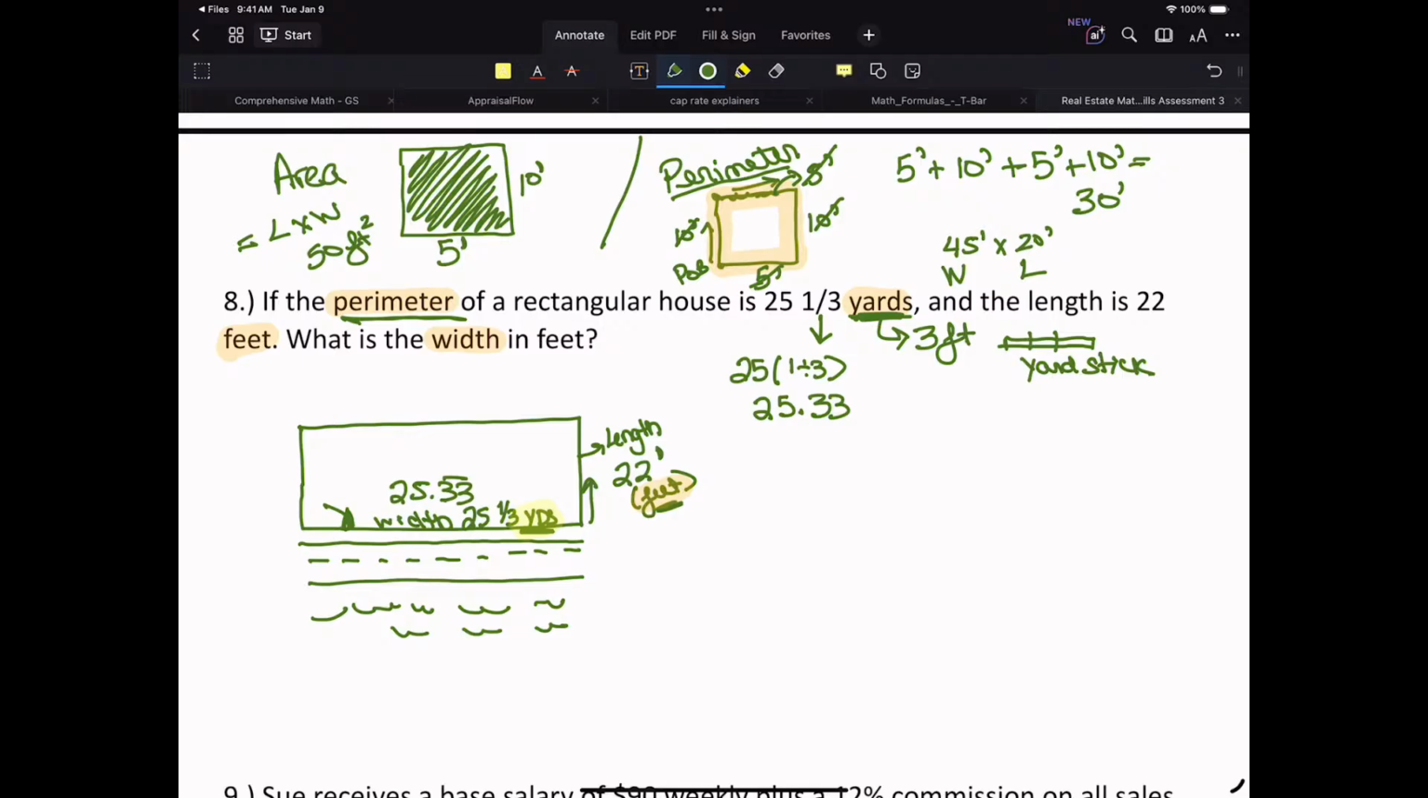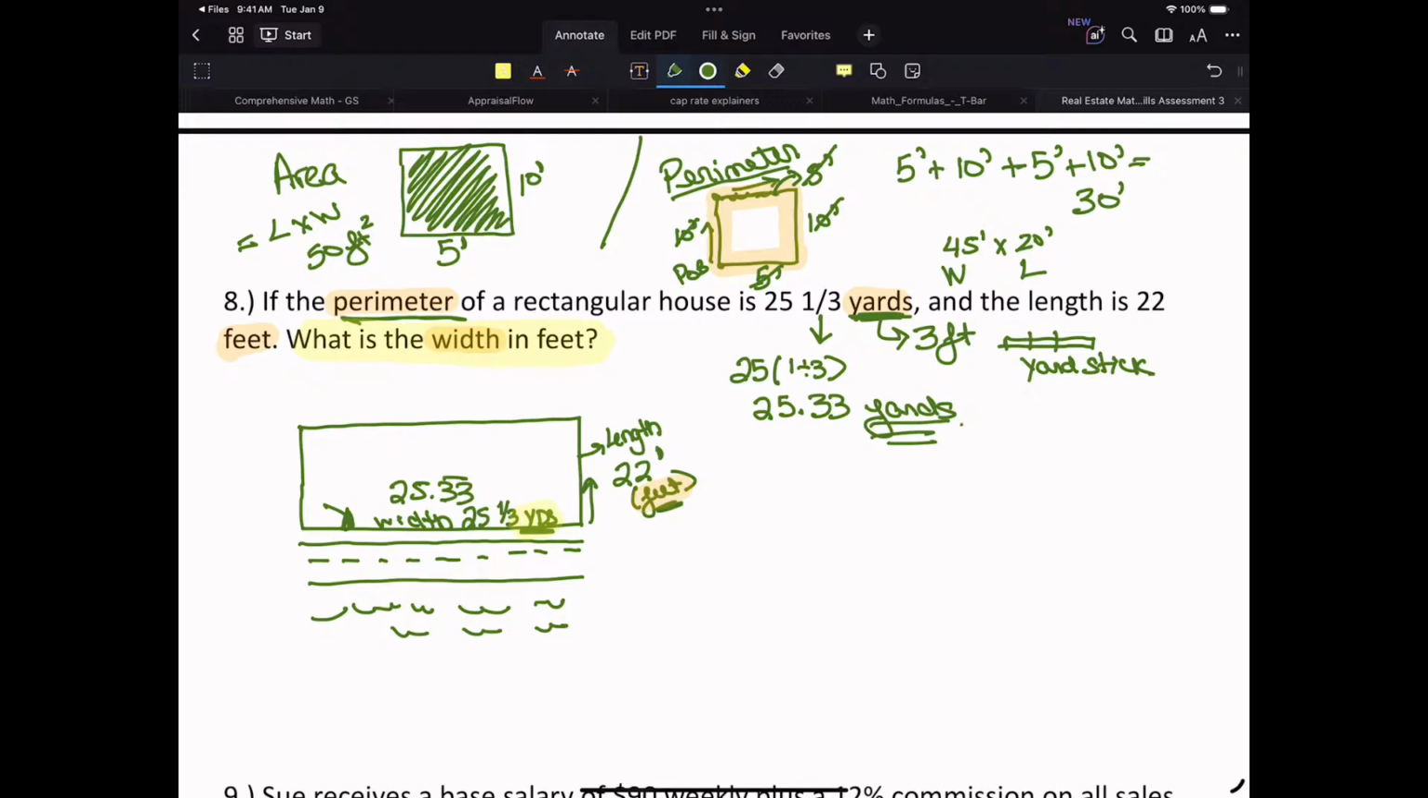Okay. Well, what is this question asking me? What is the width in feet? All right, well, we just figured that out. Oh, wait, we didn't really quite figure it out. This is 25. I take that back. Nope, 25.33 is there, and that's 25.33 yards. Sorry, I'm losing my mind.